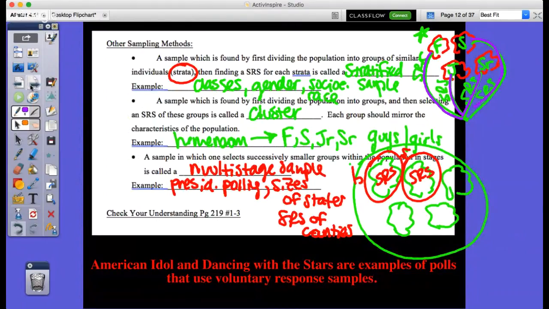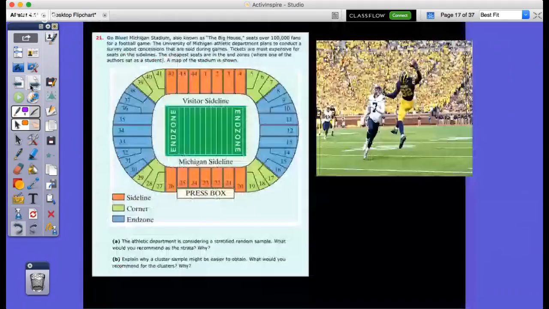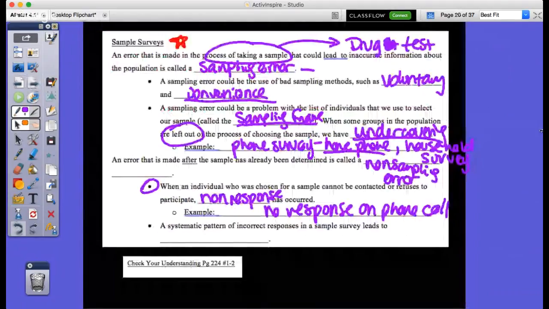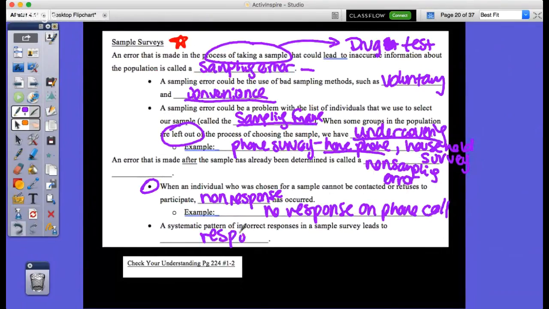We call that a non-response, okay? And again, that's what we're looking at there in what we're talking about here. Last two here, this is a systematic pattern of incorrect responses in a sample survey leads to response bias, okay? So again, this all goes back to after the survey or after the sample has already been determined. So we've said, okay, here's what we're going to sample now, right? We're saying, okay, these individuals we're sampling, what we have is a non-response right here, right? And then we have a response bias where different people provide incorrect responses or information, right?